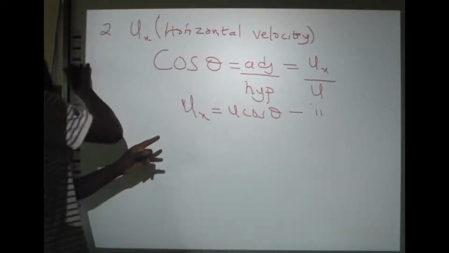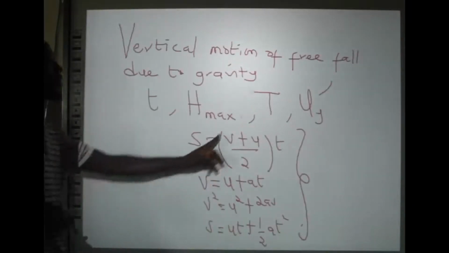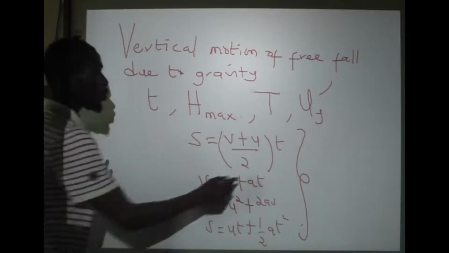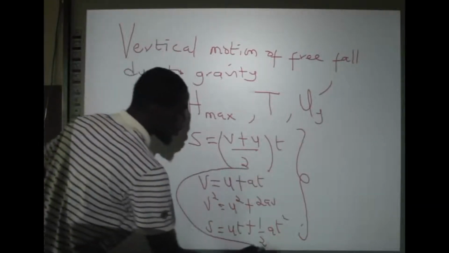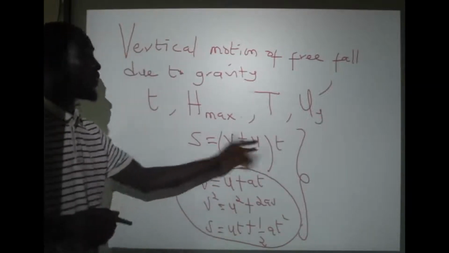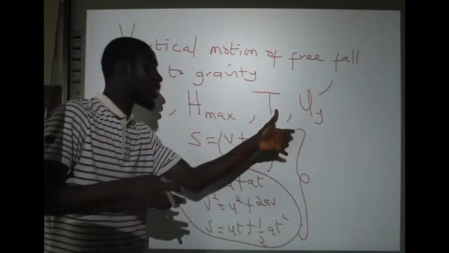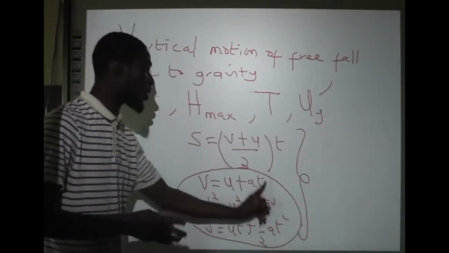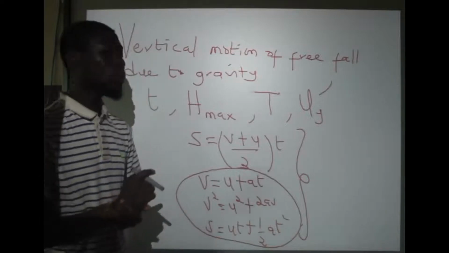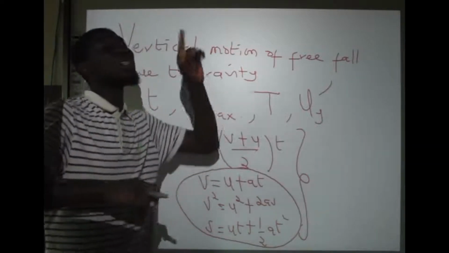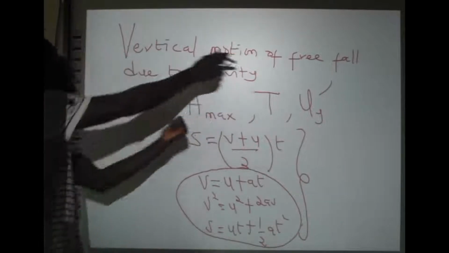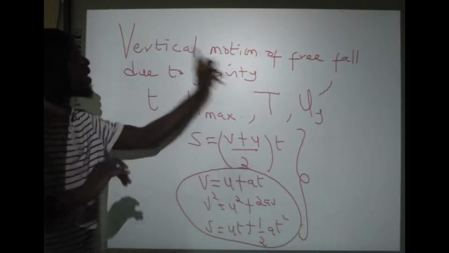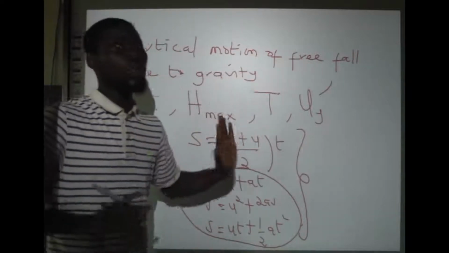Now don't forget, I gave you the four equations of motion. But for this topic that we are discussing, we are going to make use of the second to the fourth. That means we are going to exempt the first because it is not useful as regards what we are discussing. So we are just going to emphasize the second, third, and fourth equations of motion, as regards the vertical motion of free fall due to gravity.